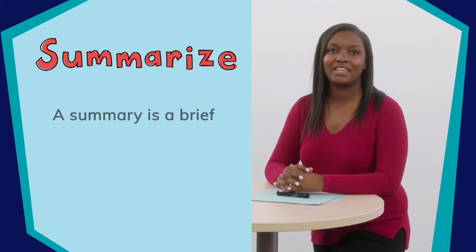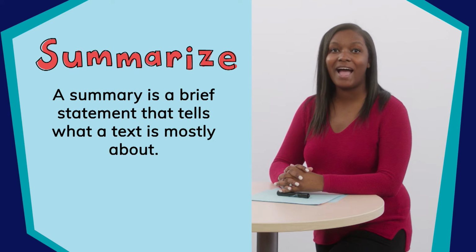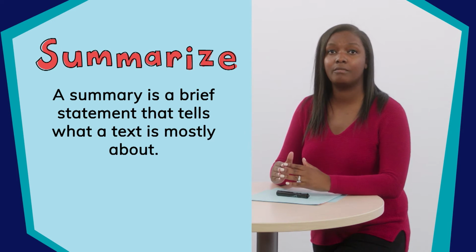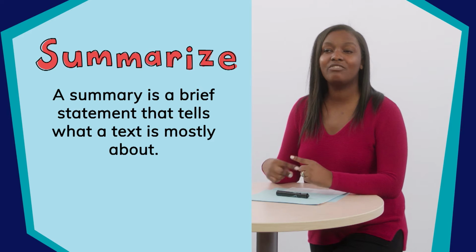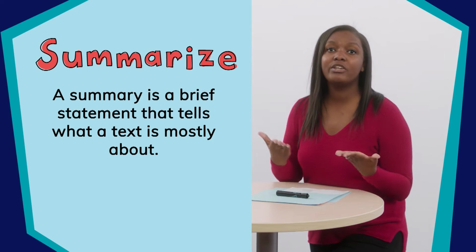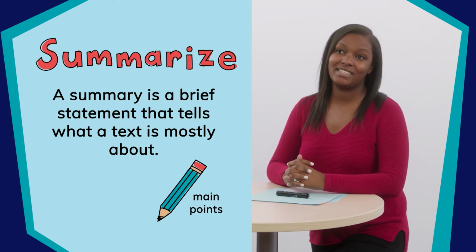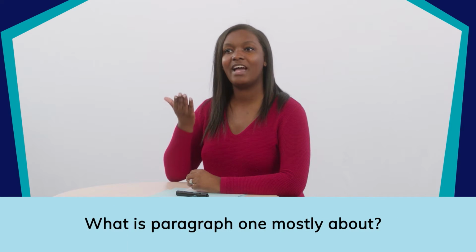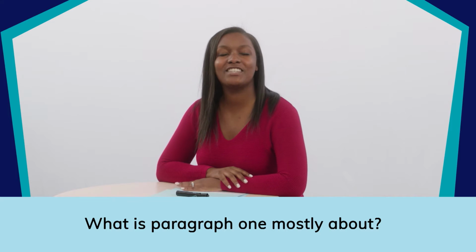When we summarize a text, we write a brief statement highlighting its main points. So a summary is a brief statement that tells us what a text is mostly about. So as we read Jackie Robinson together today, we're going to write down the main points from the text that tell us what it is mostly about. We'll start by reading paragraph 1 of our text while asking ourselves, what is a paragraph mostly about? Let's take a look at paragraph 1.